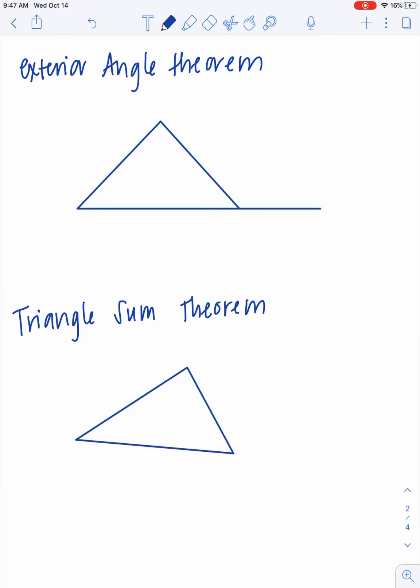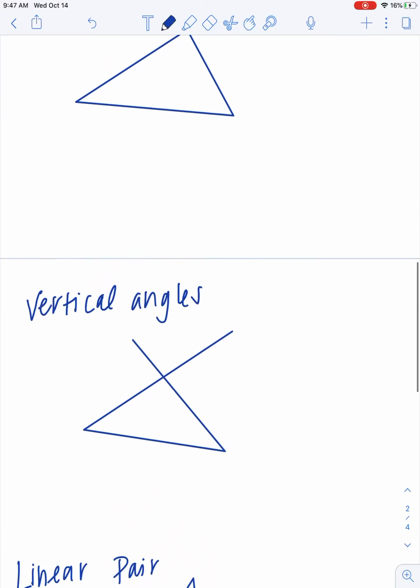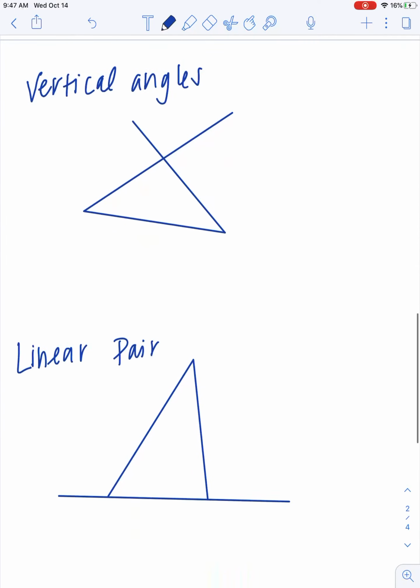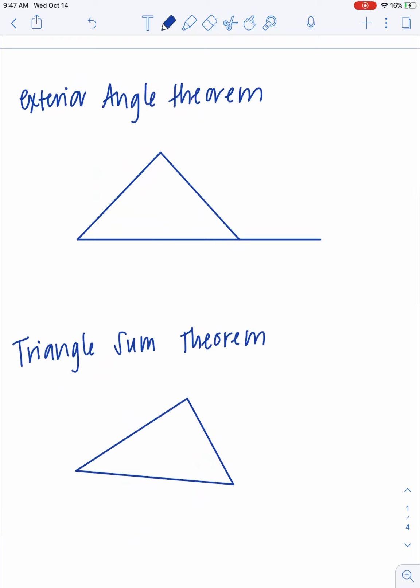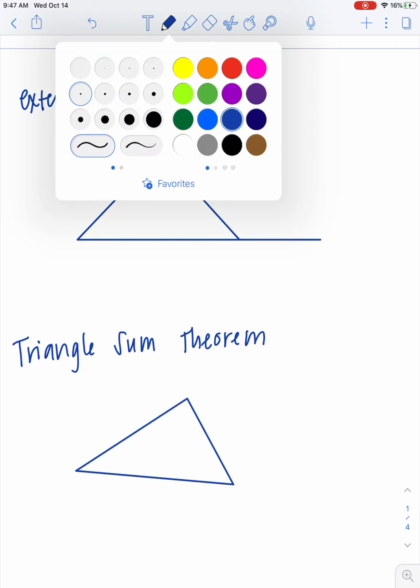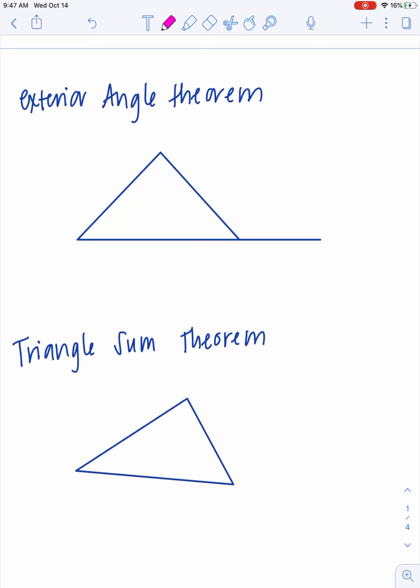Okay, so next, the other problems in lesson 5.1 have to do with the exterior angle theorem, the triangle sum theorem, vertical angles, and linear pairs. So you're going to need all of these things to solve the problems on the quiz. So let's talk about the exterior angle theorem. I want to explain why it works, because I think that will help you understand it better.